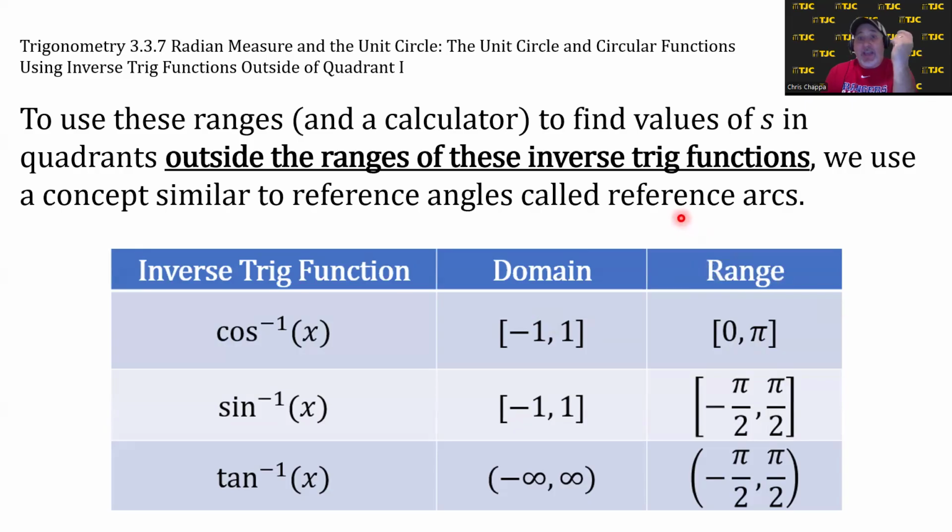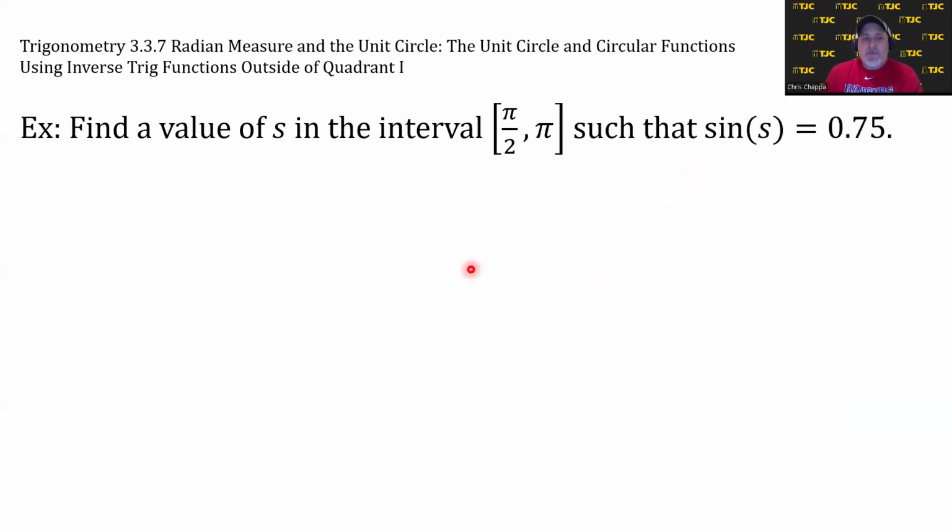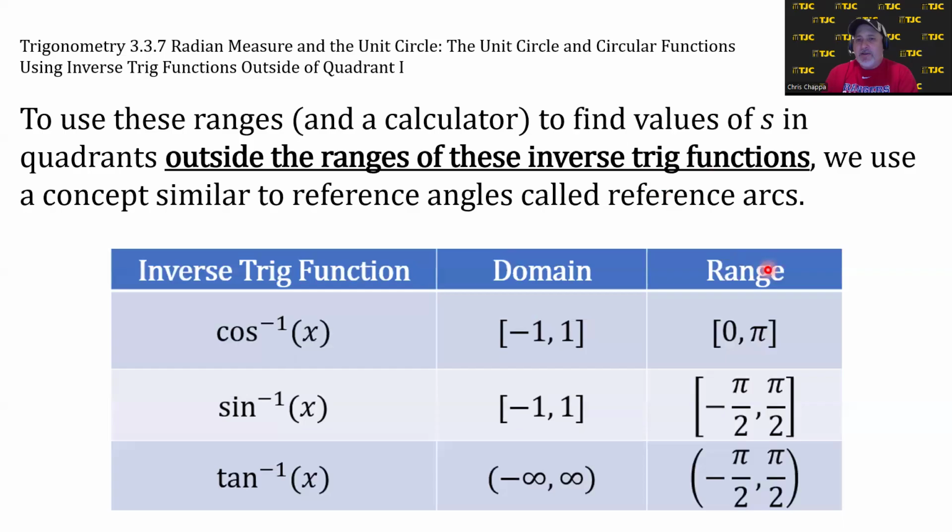To use these ranges and a calculator to find values of S in quadrants outside the ranges of these inverse trig functions, we use a concept similar to reference angles called reference arcs. For example, find the value of S in the interval pi over 2 to pi such that sine of S is equal to 0.75. Now, if you're thinking we'll just hit it with the sine inverse, you're partially correct, but the interval in which we're looking, pi over 2 to pi, is not included in the range of sine inverse.